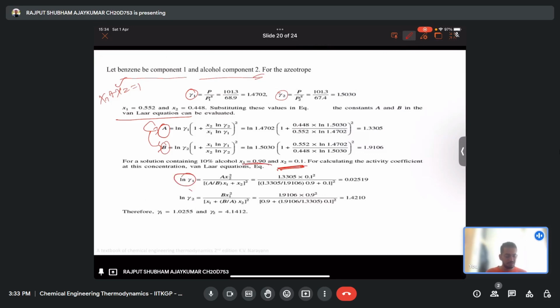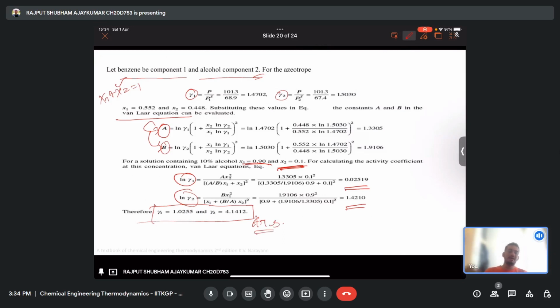And from this equation, that is the Van Laar equation, we are able to find the values of gamma 1 and gamma 2, which are printed here. So these are the final answers. Like I said, I have used the Van Laar equation here, but you can also use different equations like the Margules 2-suffix or Margules 3-suffix and try to solve it.